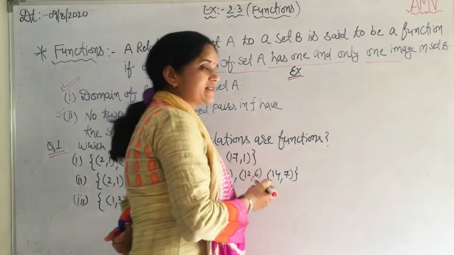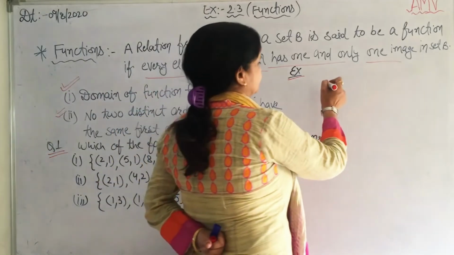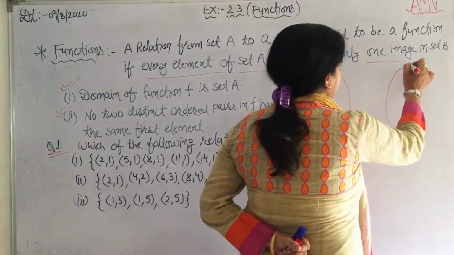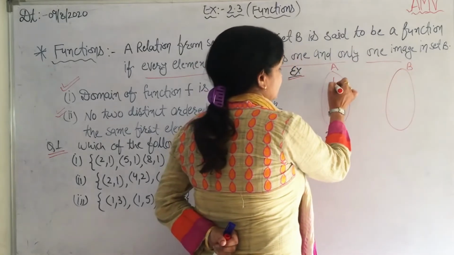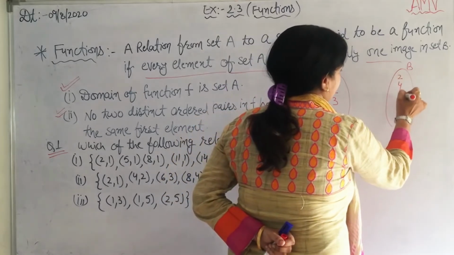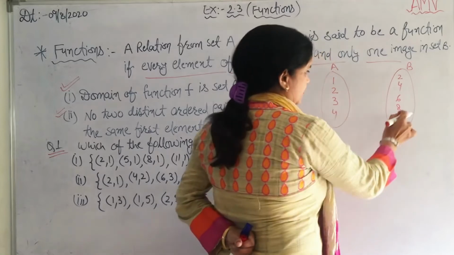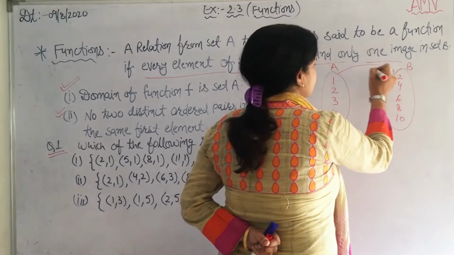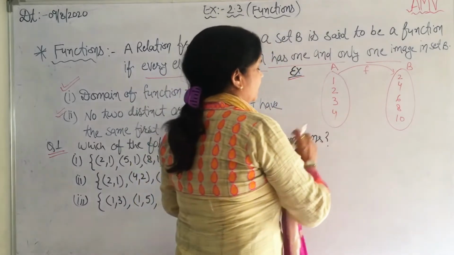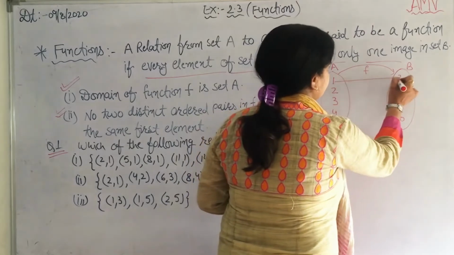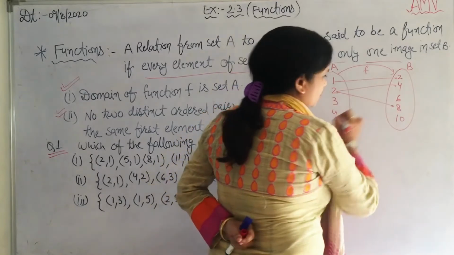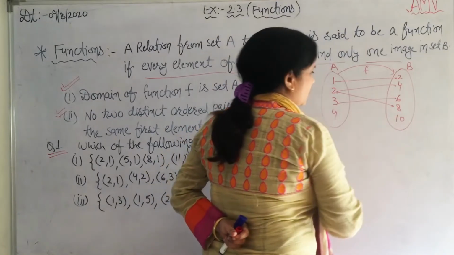Okay, now try to understand by an example. Let this be set A and here set B. Set A has elements 1, 2, 3, 4 and set B has 2, 4, 6, 8 and 10. The function is from set A to B. Now see, if 1 is related to 2, 2 is related to 4 and 2 is related to 8, 3 is related to 6.